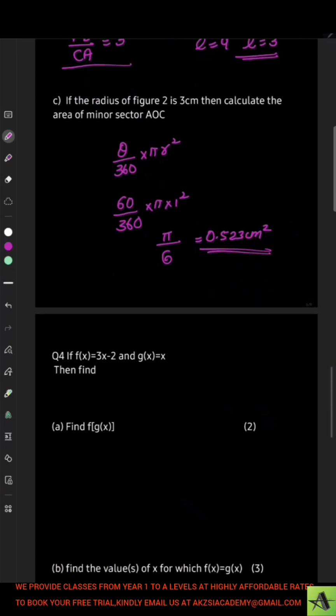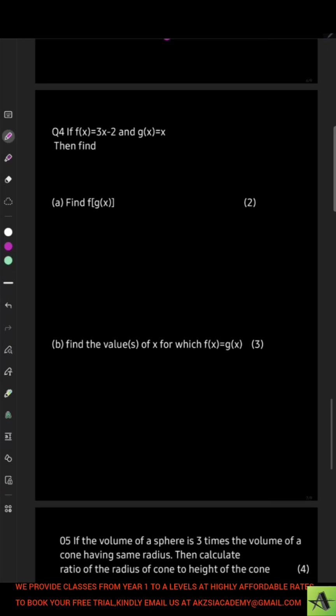Moving on to question number 4. Question number 4 says f of x is 3x minus 2 and g of x is x squared. Then find f of g x. F of g x means here I have to substitute g x in f x. If I'm writing f of x as 3x minus 2, and I say f of 1, that means I need to substitute x equals 1. So that will give me 3 times 1 minus 2, which is 1.